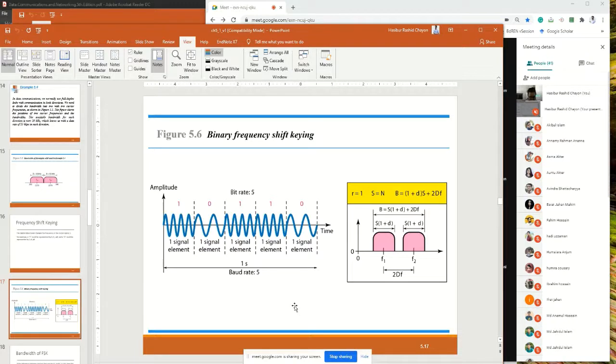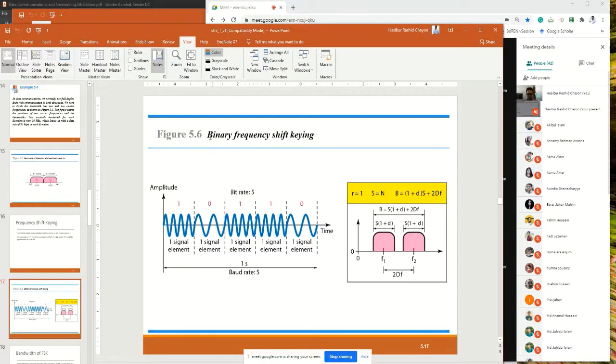Tell me, anyone? What do you understand by this picture? Sir, in this system, we need to change the frequency, and for 1, we have the higher frequency, and for the 0, we have the lower frequency. So how do you identify higher or lower frequency? So that means we can say that high frequency means 1 and low frequency means 0. High frequency 1, high frequency 1, low frequency 0. Fine. So that is the frequency shift keying.